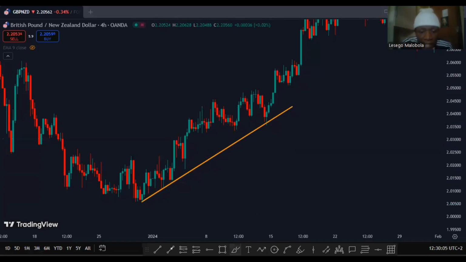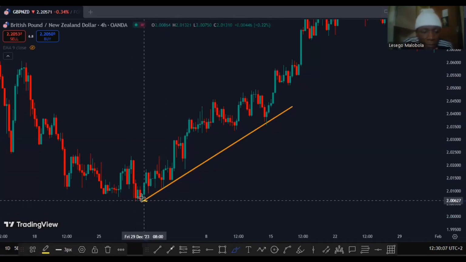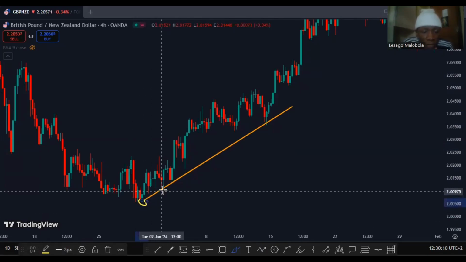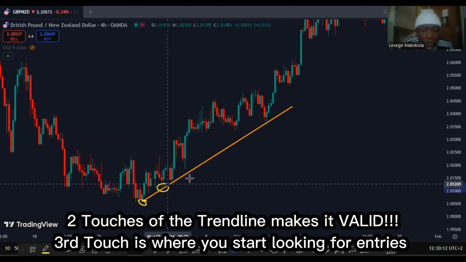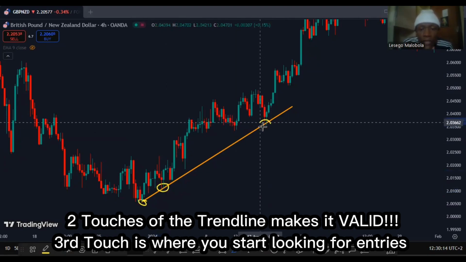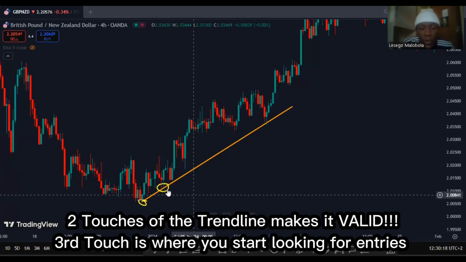Why do I say that? Simply because we can see that here we have a first touch, and we have a second touch, which confirms our trend line, and we have a third touch. On our third touch, this is where we start looking for what? For our entry point.